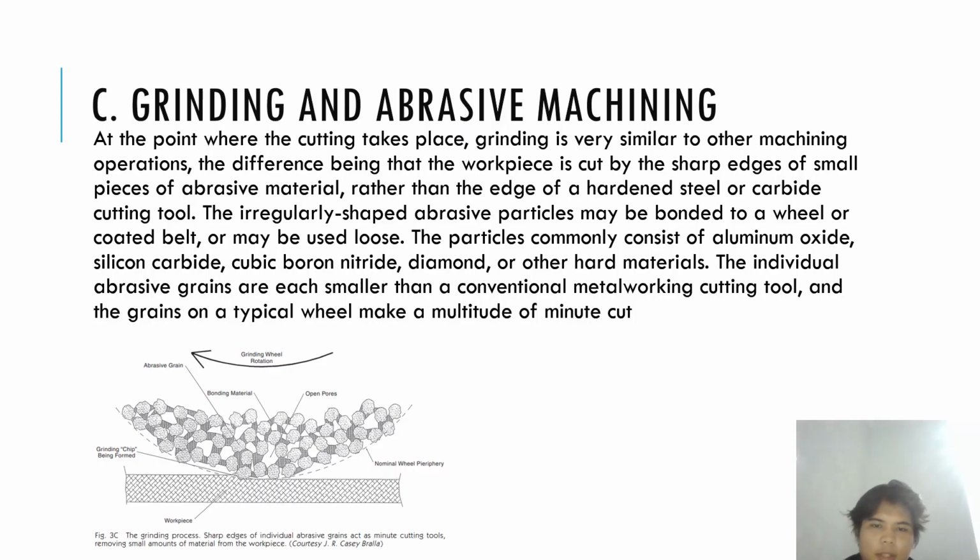Grinding and abrasive machining. At the point where the cutting takes place, grinding is very similar to other machining operations. The difference is that the workpiece is cut by the sharp edge of a small piece of abrasive material. If you know grinding, it's like you're grinding this and it's going to act like cutting because the material is very sharp. It's not smooth, so it's really hard to move.